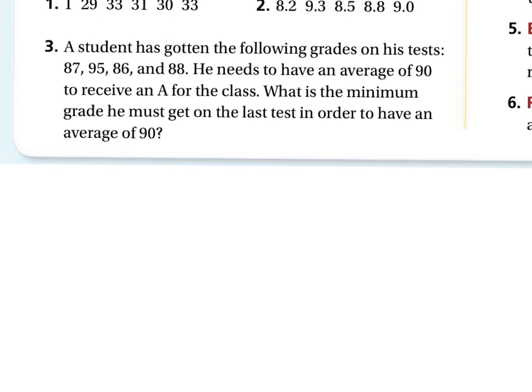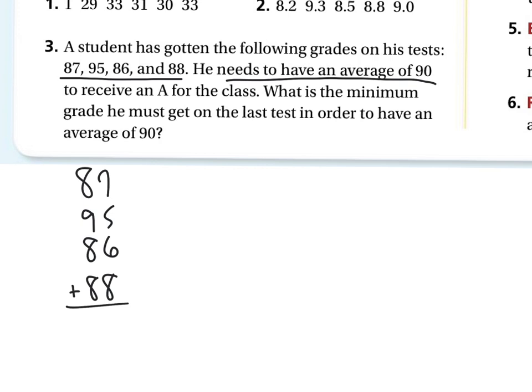So, a student has gotten these grades and needs to have an average of 90. So we've got one more test apparently. What does he need to get on his last test? Again, however you want to do this, I'm going to look at how much he has and how much he needs. So if we add these up, 356 is what he has.